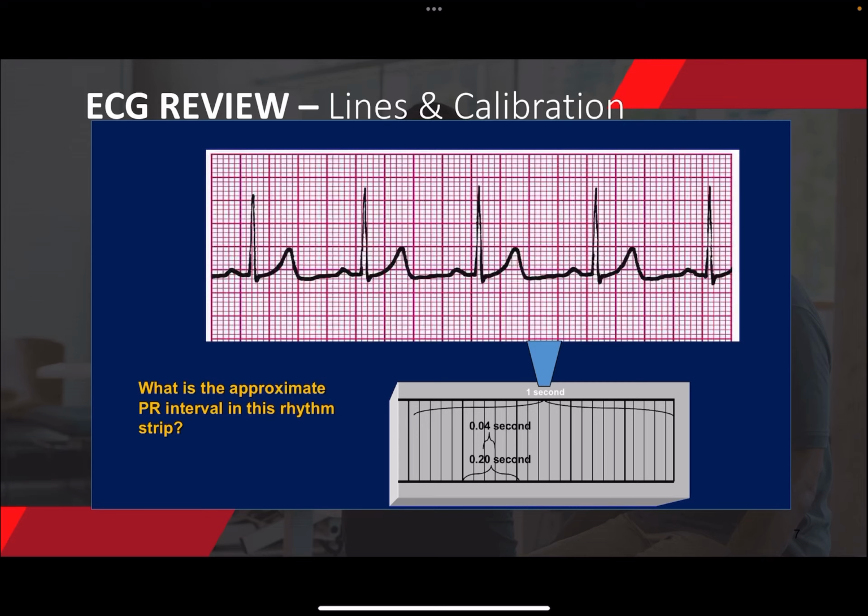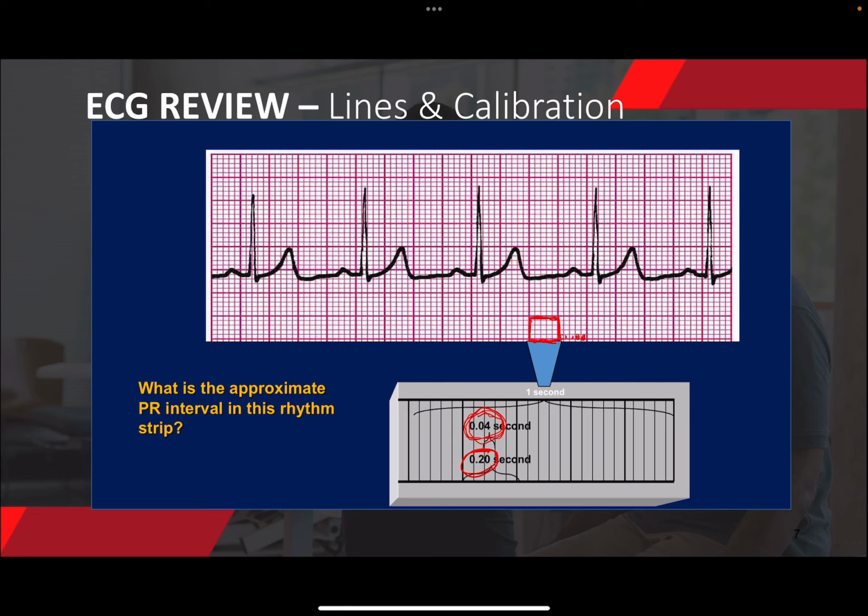All right, so on an ECG, just a quick refresher for this. That small box right there that you're seeing, those boxes, there's 5 small boxes. That is equivalent to 0.04 seconds. So one big box like this is equivalent to 0.20 seconds, which is your normal PR interval. If it goes longer than 0.20 seconds, that could mean that your patient is having an AV block.